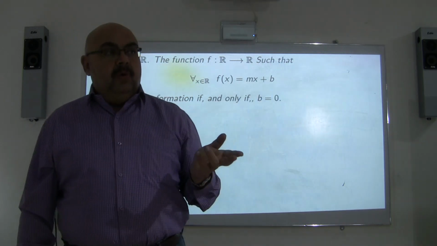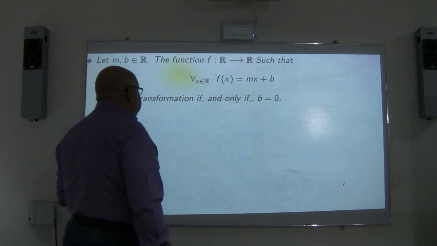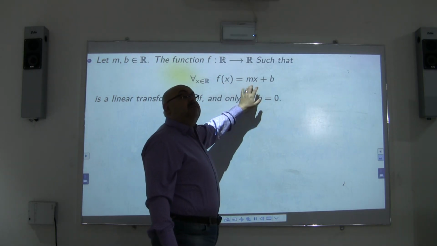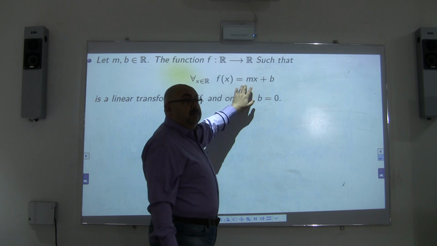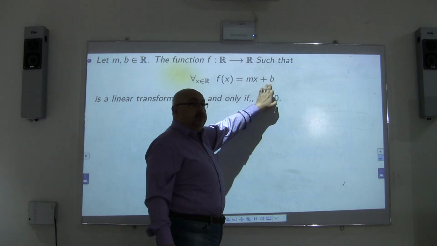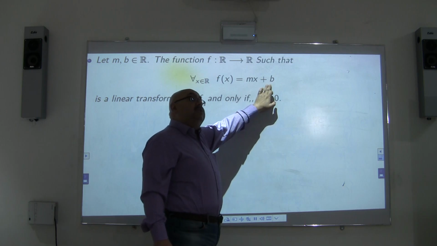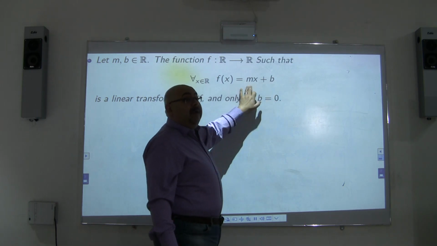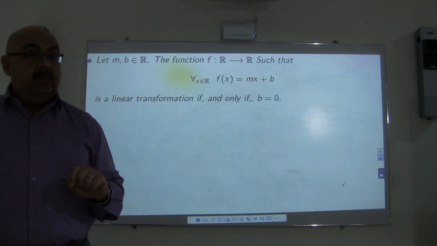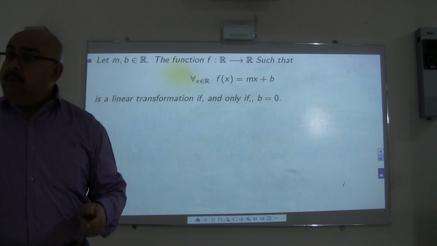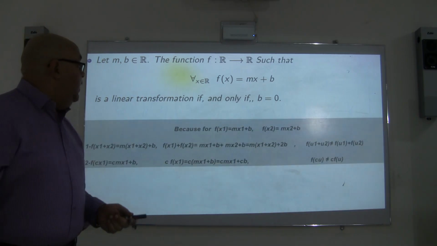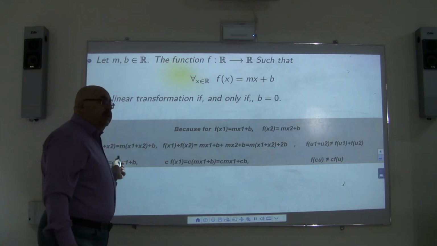How will they be mapped? By f of x equals m x plus b. Is this a linear transform? This is not going to be a linear transform except when b is equal to 0. If b equals 0, it will be a dilation and it will be a linear transform. But if b is any other number, it's not going to be a linear transform. It's really very easy to prove. How to prove it? Simply I will use x1 and x2.